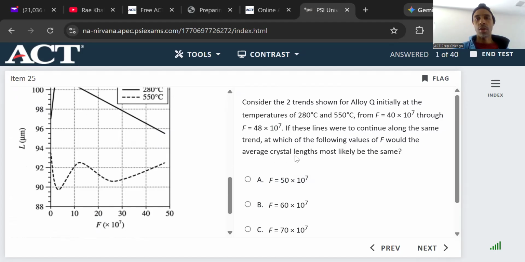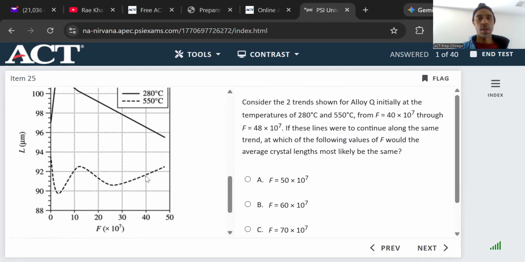If these lines were to continue along the same trend, we can see that the dashed line should continue to go up. Get my pencil out. It should continue to go up.